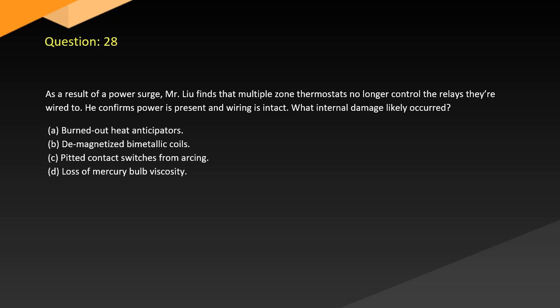Question 28. As a result of a power surge, Mr. Istali finds that multiple zone thermostats no longer control the relays they're wired to. He confirms power is present and wiring is intact. What internal damage likely occurred? A. Burned out heat anticipators. B. Demagnetized bimetallic coils. C. Pitted contact switches from arcing. D. Loss of mercury bulb viscosity.